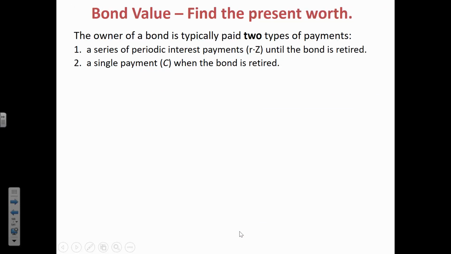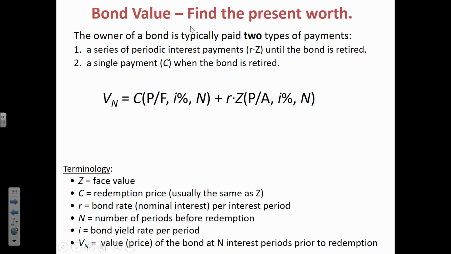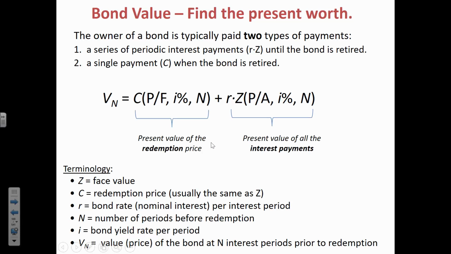So what you're going to have to do on some of these homework problems is find out how much a bond is worth today. And the way that you value a bond is that you find the present worth of the two components of its value. The two components are the interest payments and then the lump sum at the end of the bond's life. So here's the formula for how you find the value of a bond, and it's based on the two components: the present value of the redemption price. So at the end of the bond, the company will pay you back the original amount, and then the present value of the interest payments.